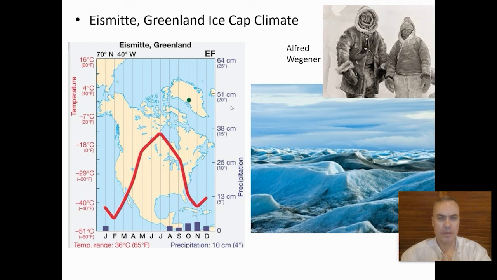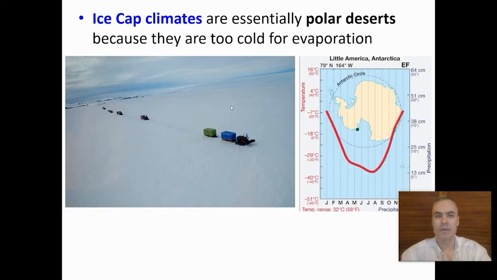And on the left, you can see that the winter averages get down to about -50, whereas in the summer, it's only about 10. So it's extremely cold. And when it comes to precipitation, ice cap climates are basically deserts, polar deserts. That's because it's simply too cold for any evaporation to take place. So if no water can evaporate up into the sky, form clouds, then nothing can come back down again as precipitation. And that's the case here.